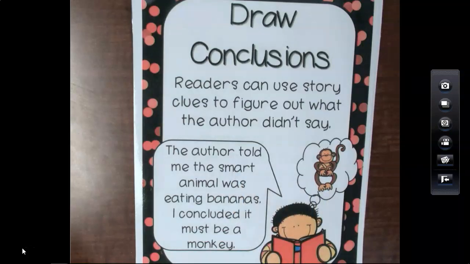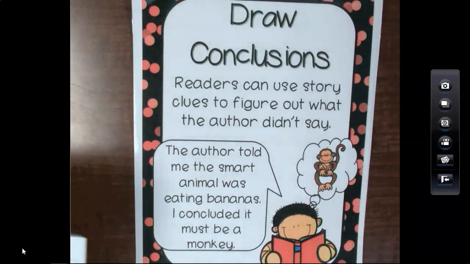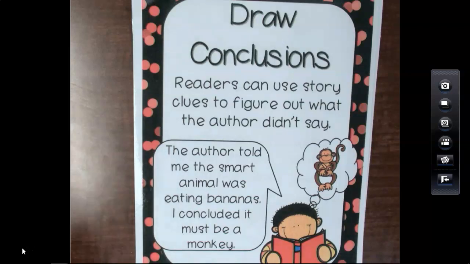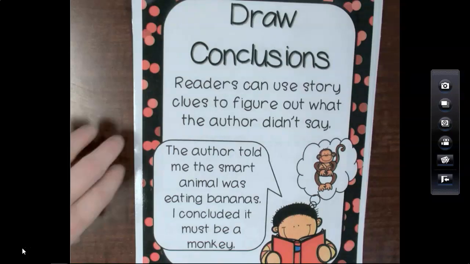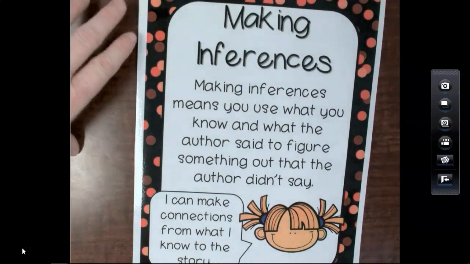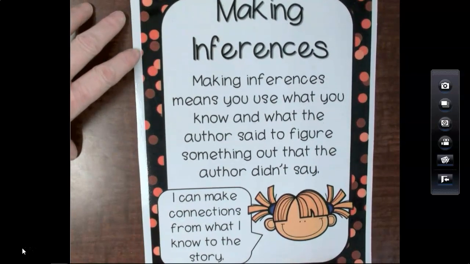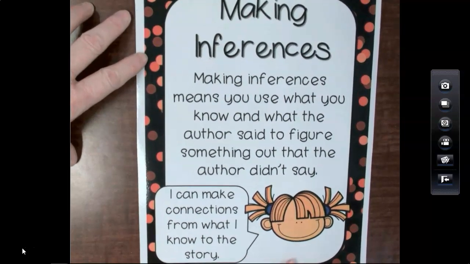So when you draw a conclusion, you want to form an opinion based on facts and details that the author gives you and based on what you already know. Okay, boys and girls? So you put those things together. So in the How Do You Raise a Raisin story this week, we are going to be talking about how to draw conclusions. Now sometimes they might say making inferences, and that means basically the same thing as drawing conclusions.